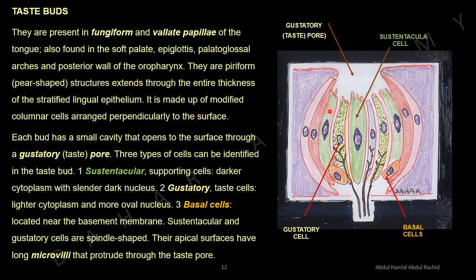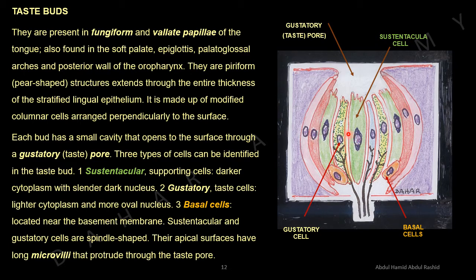Three types of cell can be identified in the taste bud. Number one, sustentacular, that is the supporting cells, with darker cytoplasm and a slender dark nucleus. Second type is gustatory taste cells, with lighter cytoplasm and a more oval nucleus. The third type is basal cells, located near the basement membrane.